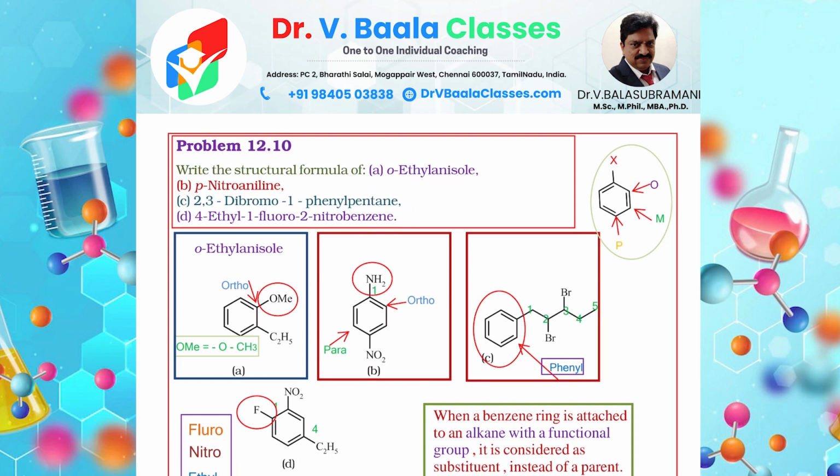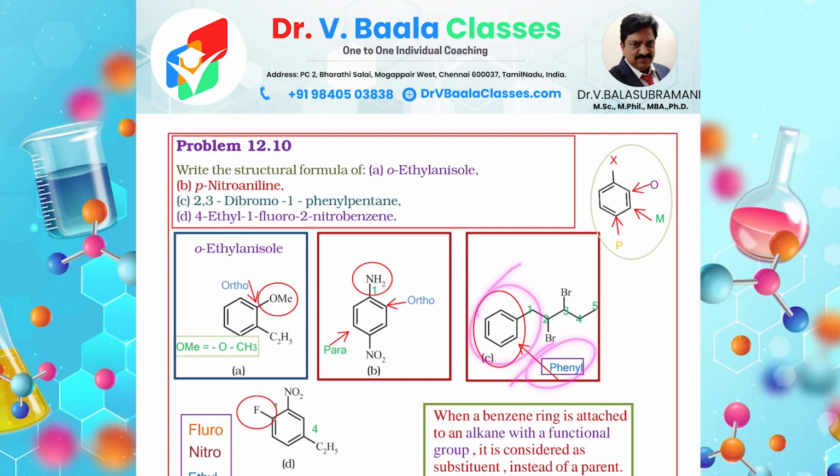Here, bromine and another bromine are attached. That is why the lowest possible is 1, 2. The bromines are attached at 2 and 3. At the same time, the benzene ring is attached at the first carbon atom of the alkyl group. That's why this will become phenyl. Whenever the benzene ring is attached to an alkane with functional groups, it is considered as a substituent. As a main chain it is benzene. When it comes to substituent, it becomes phenyl.